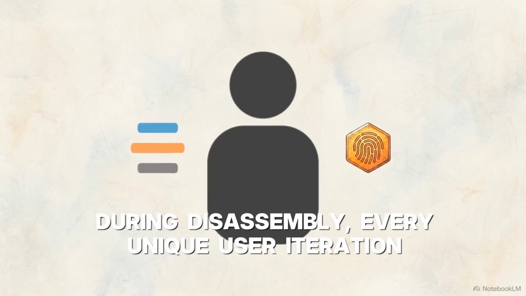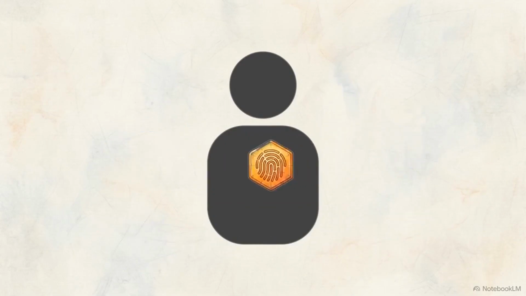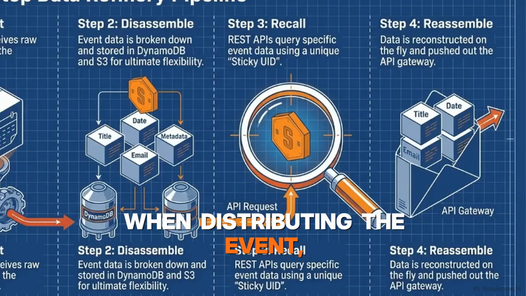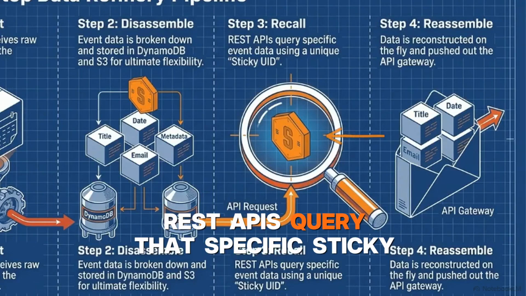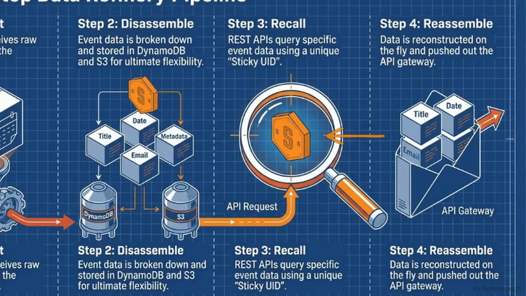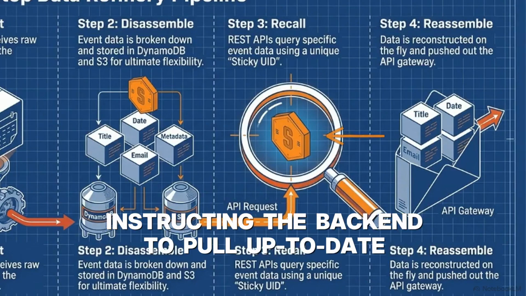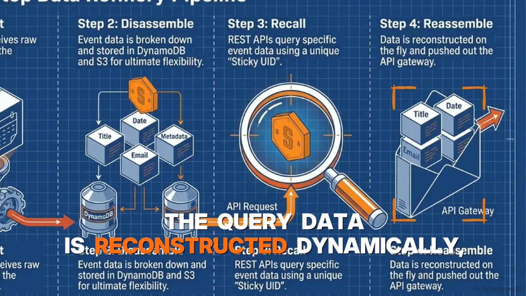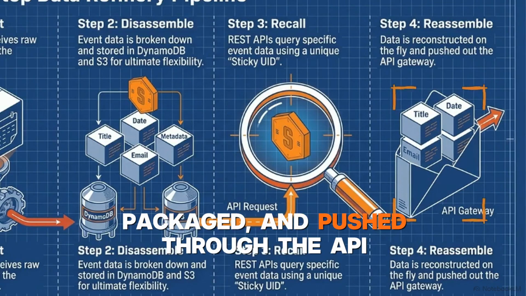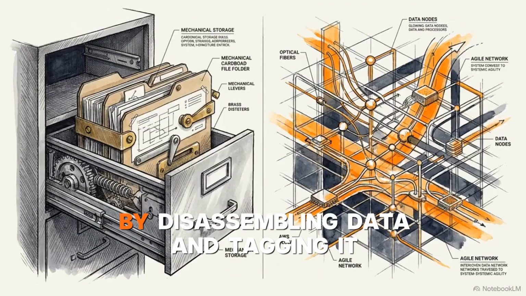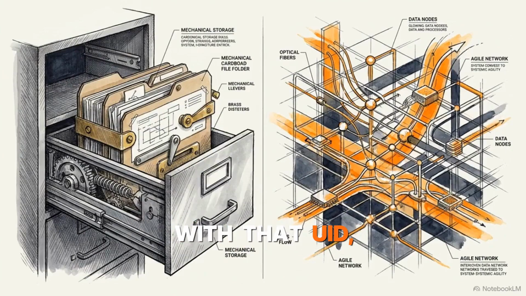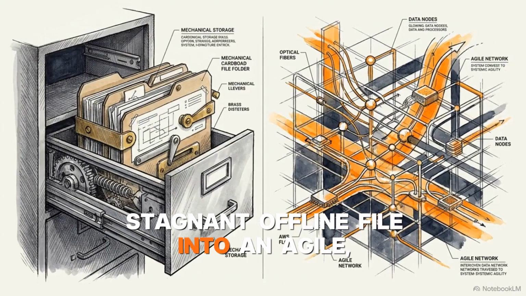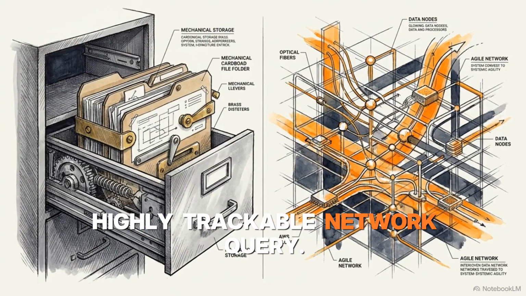During disassembly, every unique user iteration is assigned a persistent sticky UID. When distributing the event, REST APIs query that specific sticky UID, instructing the backend to pull up-to-date data points out of storage. The queried data is reconstructed dynamically, packaged, and pushed through the API gateway. By disassembling data and tagging it with that UID, we've transformed the event from a stagnant offline file into an agile, highly trackable network query.